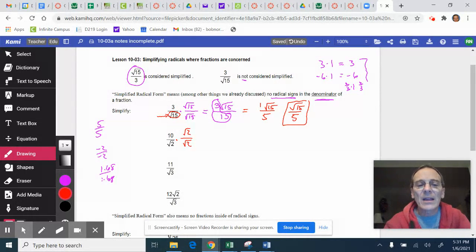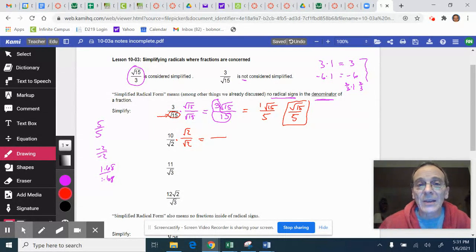And why am I making that choice? Because that's guaranteed to turn the denominator into a whole number, right? The goal is to get rid of the radical sign in the denominator. And the surest way to do that is to multiply that denominator by itself, to effectively square it. And that will get rid of the square root.